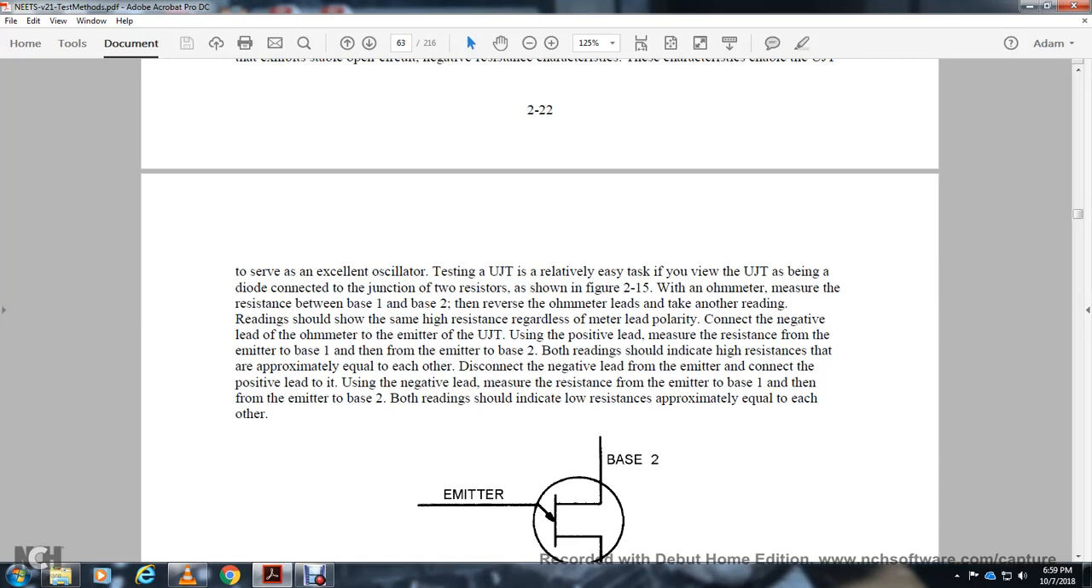For the unijunction transistor, usually using the positive lead, measure the resistance of the emitter to base 1 and the emitter to base 2. Both readings should indicate high resistance, approximately equal to each other. Disconnect the negative lead from the emitter and connect the positive lead to it. With the negative lead, measure the resistance of emitter base 1 and emitter base 2. Both readings should indicate low resistance, approximately equal to each other.